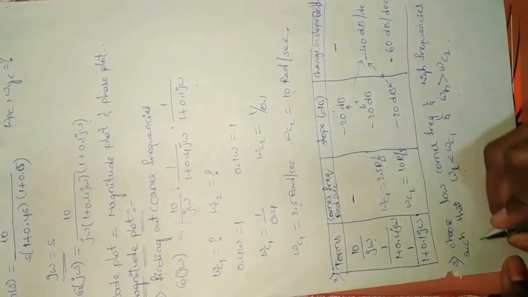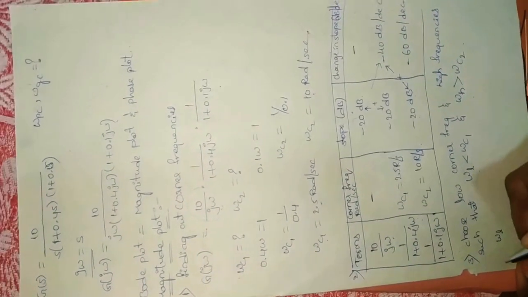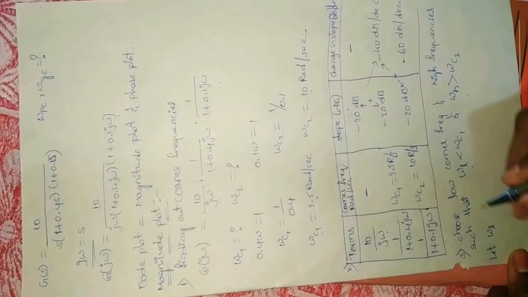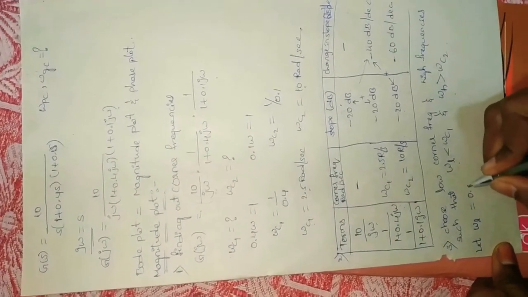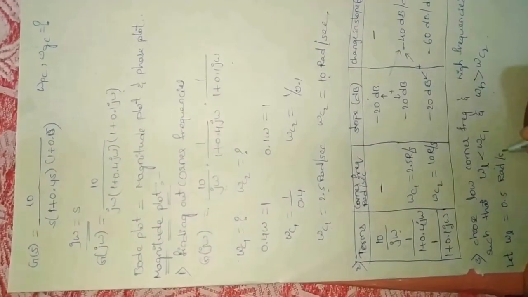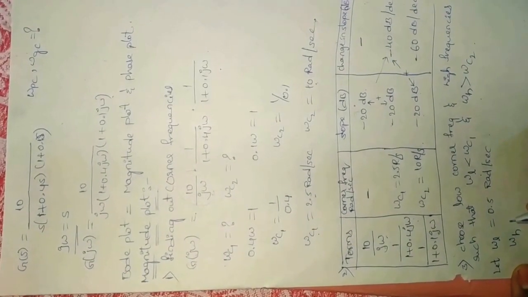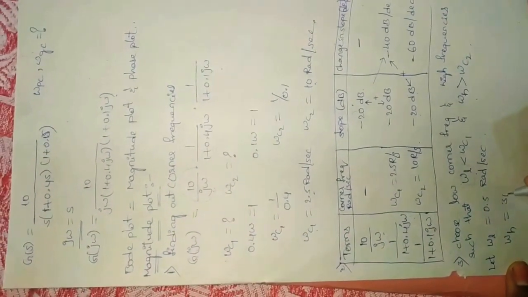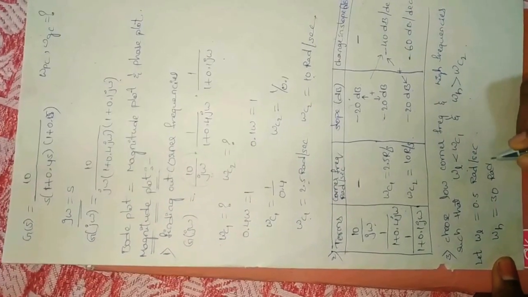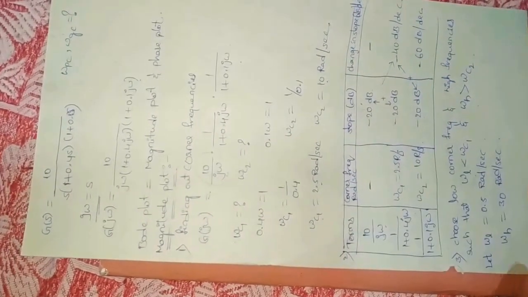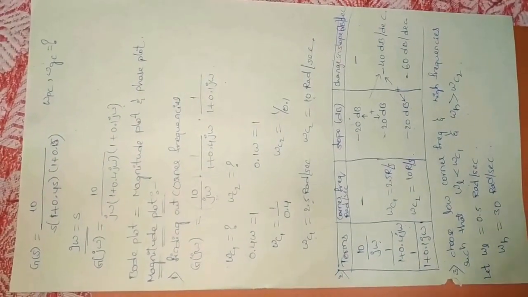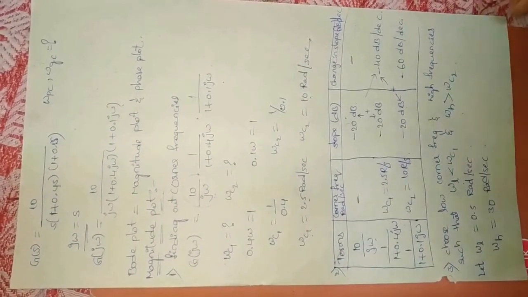Okay, I am considering omega L as 0.5 radians per second, and my high corner frequency omega H as 30 radians per second. Now we'll calculate the magnitudes.